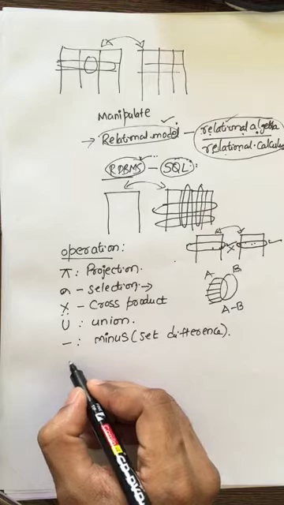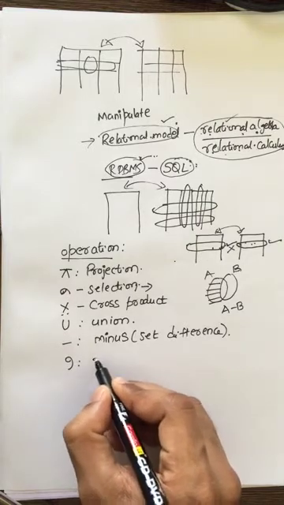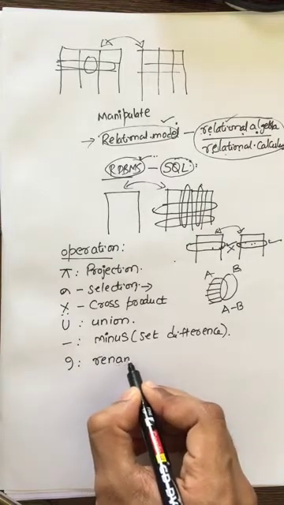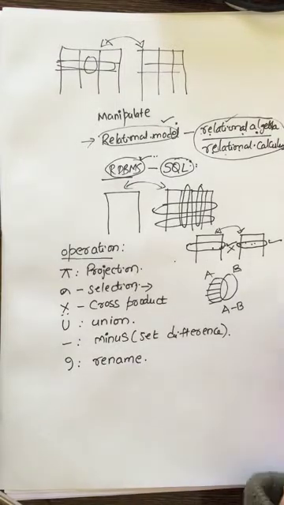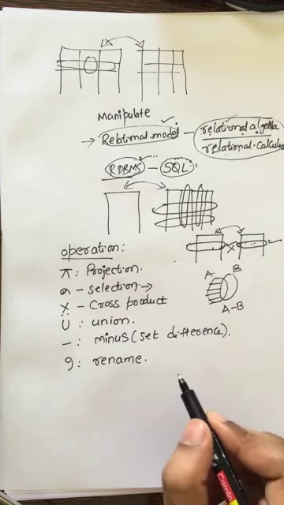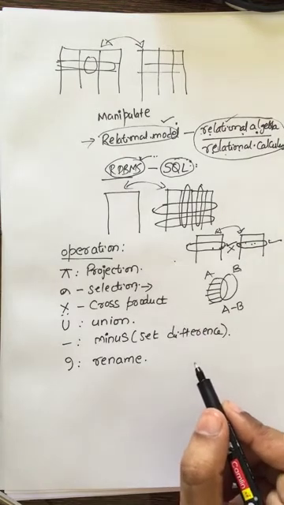And the next one is rename. Rename is used to change the name of the attributes or change the name of the relations. I'll give you examples of how it is done, right?